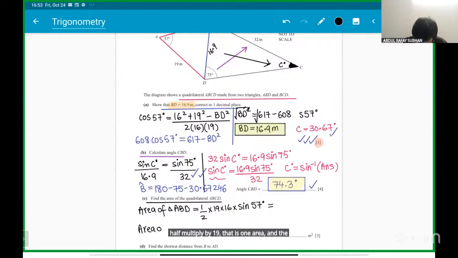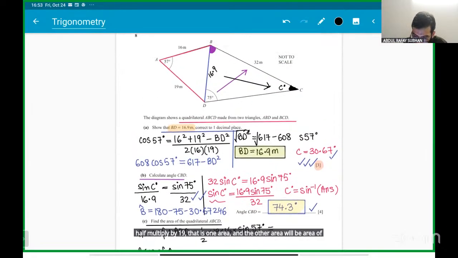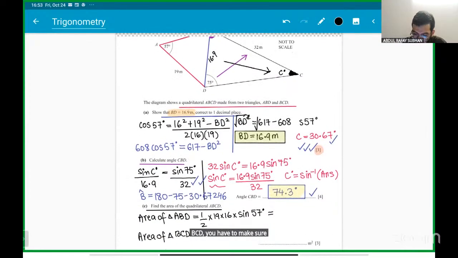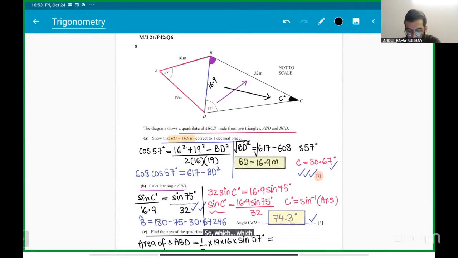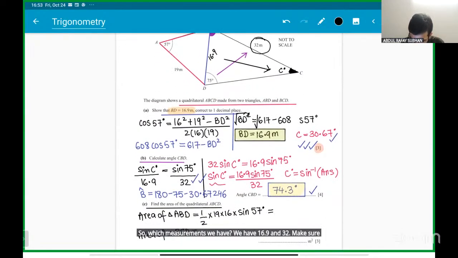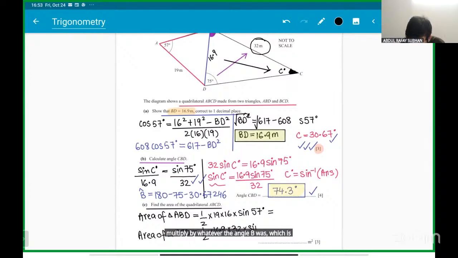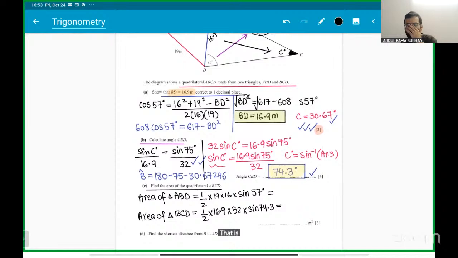And the other area will be the area of triangle BCD. You have to make sure to choose the correct sides. So which measurements do we have? We have 16.9 and 32. Make sure to do smart work. Half into 16.9 into 32 multiplied by sine of angle B, which is 74.3. That is basically what the understanding will be.